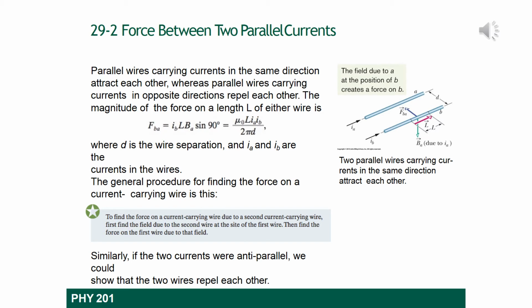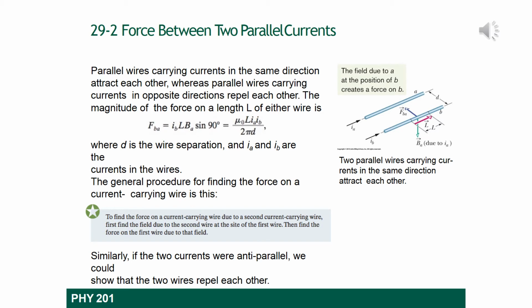Now here, when I have two wires, even if there is no external magnetic field, one of the wires is creating a magnetic field on the other one. So the other wire, the second one for example, is undergoing a force because of the interaction between the current of this wire and the magnetic field of the other wire, and vice versa. And you can find the magnitude of F because B is induced by the other current.